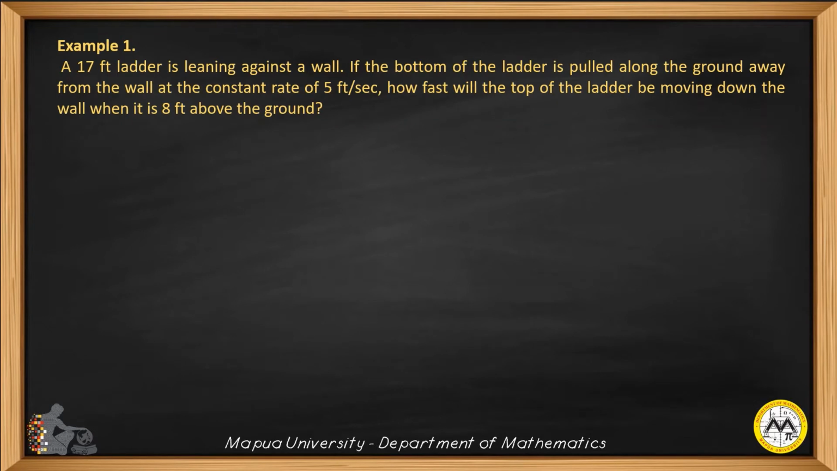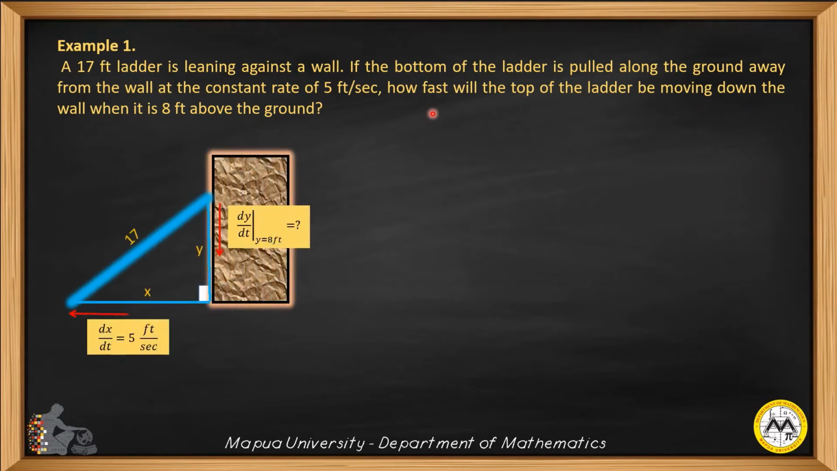Okay, to illustrate how to solve related rate or time rate problems, let us consider this particular item. A 17-foot ladder is leaning against a wall. If the bottom of the ladder is pulled along the ground away from the wall at a constant rate of 5 feet per second, how fast will the top of the ladder be moving down the wall when it is 8 feet above the ground?